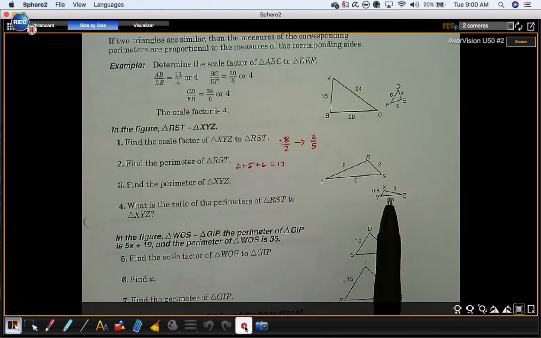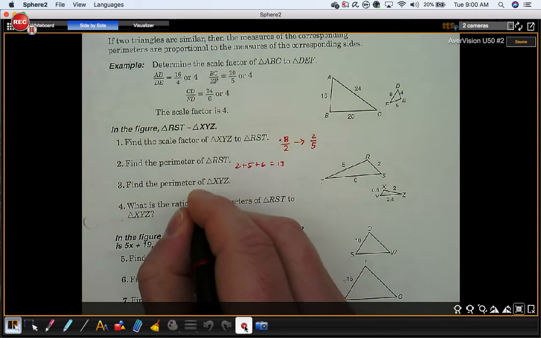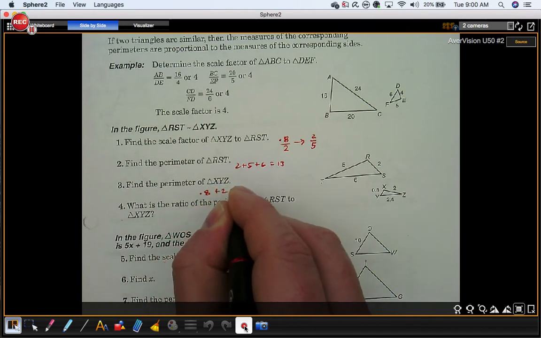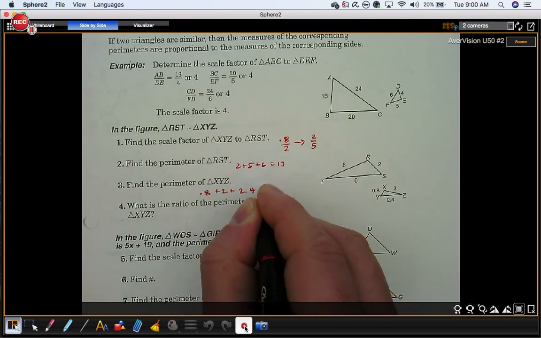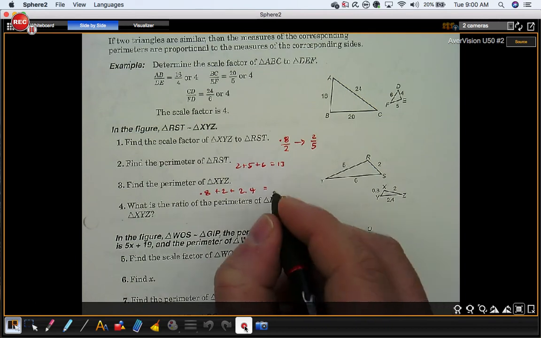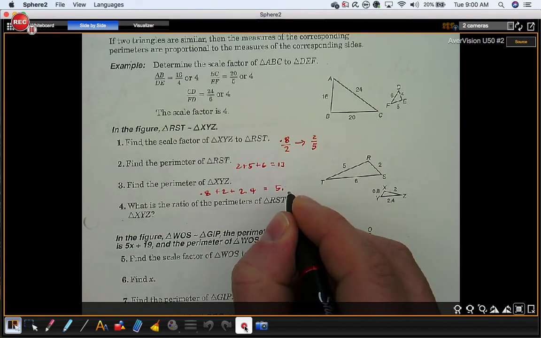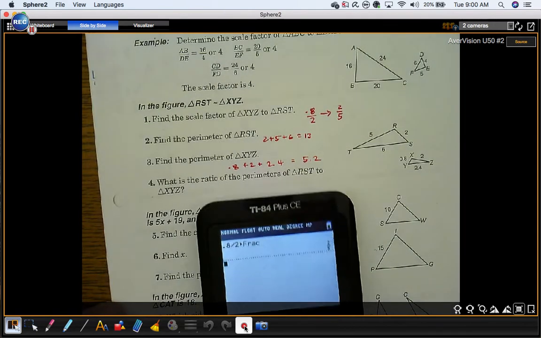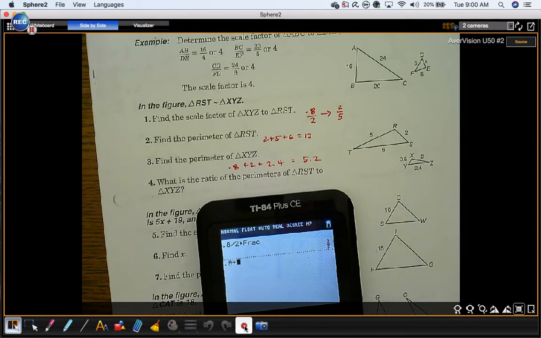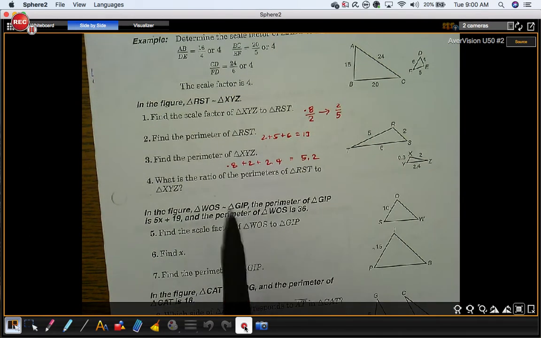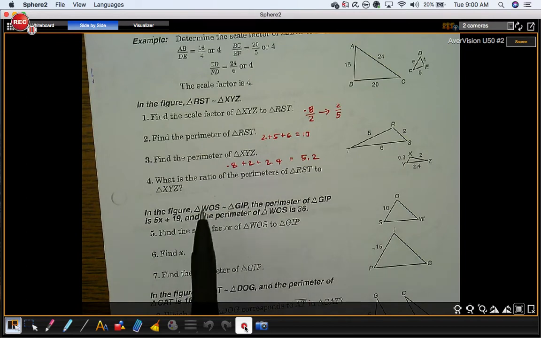Number 3, what's the perimeter of the small triangle? That would be 0.8 plus 2 plus 2.4. What's that give you? 5.2 maybe? Let me double check, otherwise that's going to mess this guy up. 0.8 plus 2 plus 2.4. Yeah, 5.2. Okay, good. Well, what's the ratio of the perimeters then?